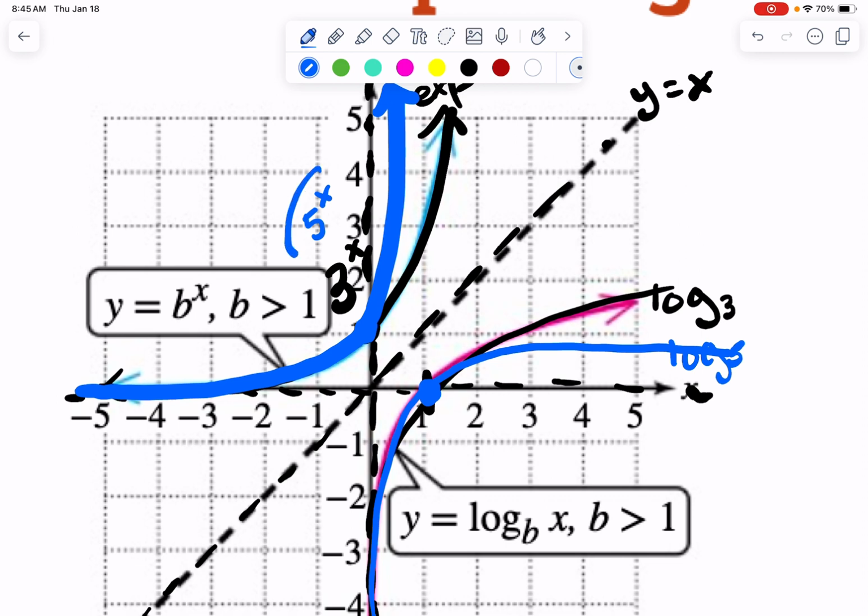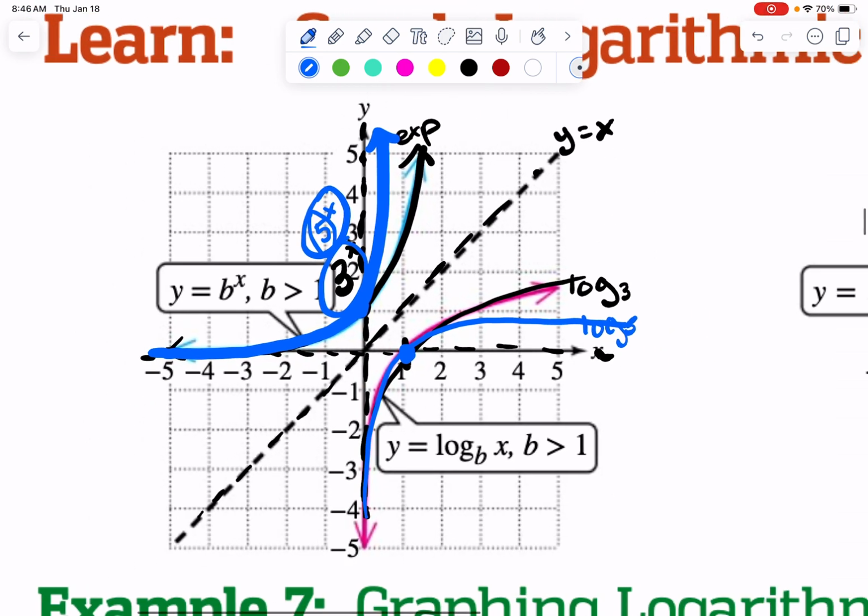5 to the x power is going to increase faster than 3 to the x power will. So 3 will look more like a C, 5 will look more like an L. The larger your base is, the more that will happen. It'll look more upright, I guess. So that's how that works, okay?